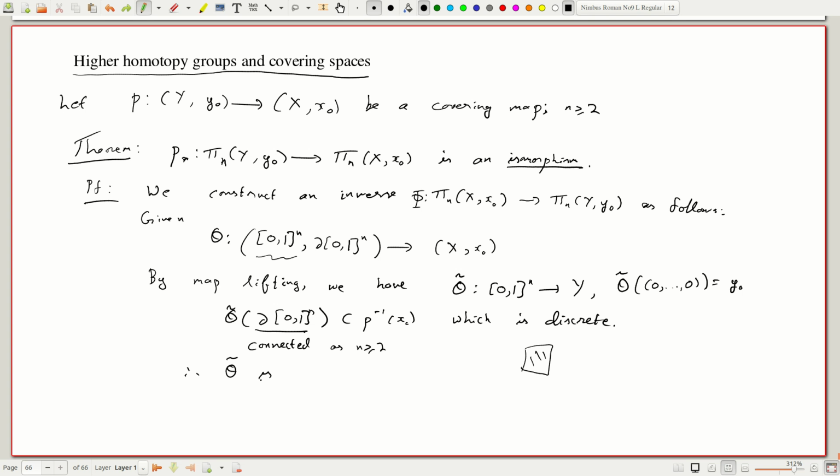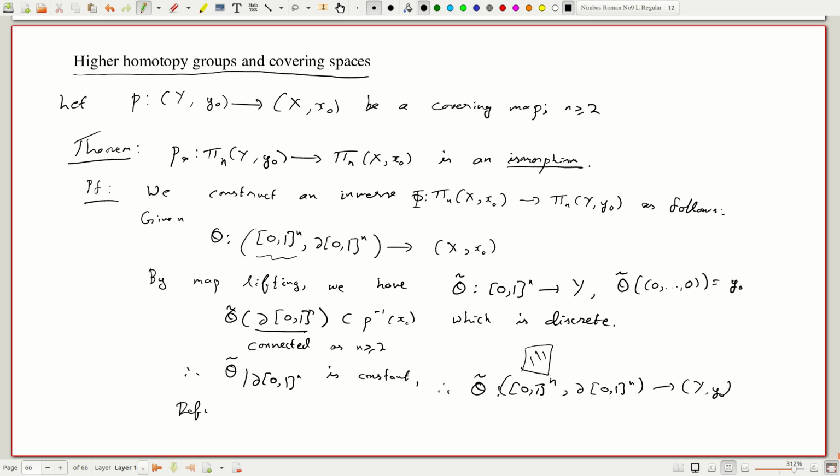Oh, sorry, I don't mean all of theta tilde. Restricted to the boundary of [0,1]^n it is constant. And we know what it is at one point. We chose it to map to y0. Therefore, theta tilde maps [0,1]^n, relative to its boundary, to (Y, y0). So in fact, I can define this as phi of... more precisely, of course, I have to take an equivalence class.